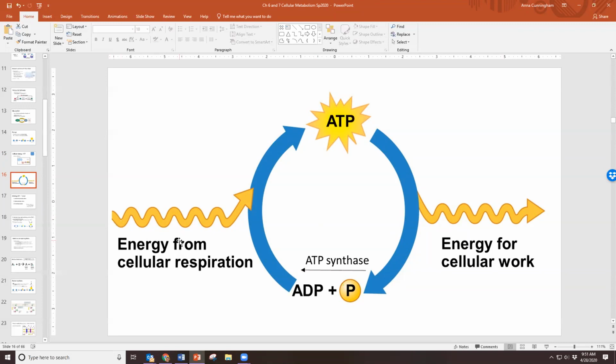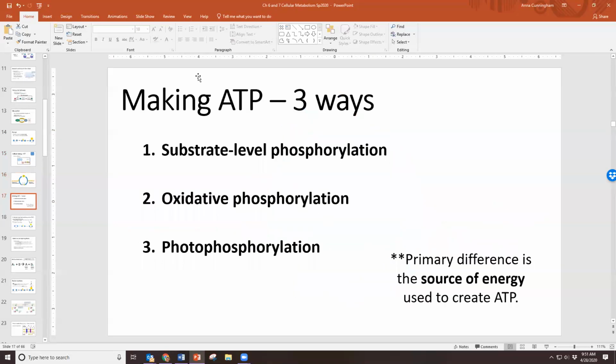So our question should be focused here, which this doesn't give a lot away, but our question should be, okay, great. ATP is important, I got it. Where do we get the energy to create that bond? And the answer is we can get energy to create ATP via three primary ways.